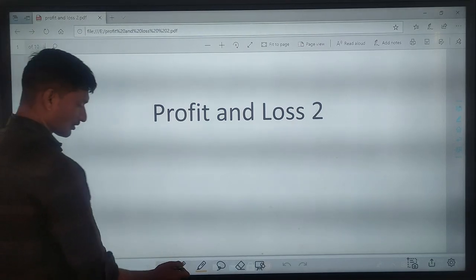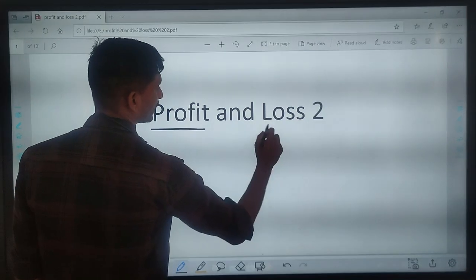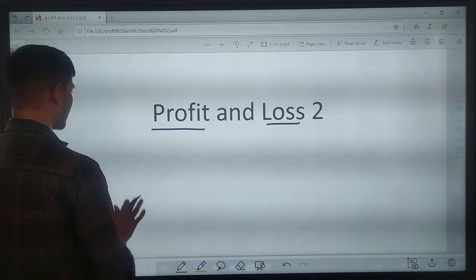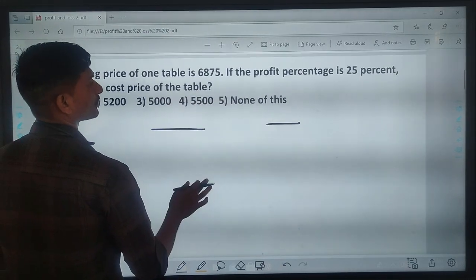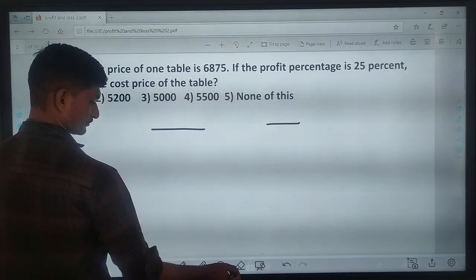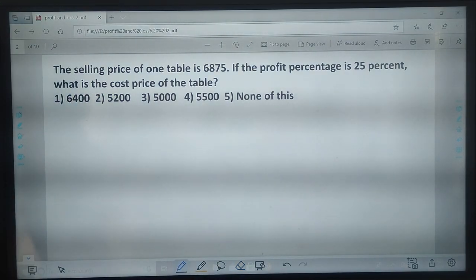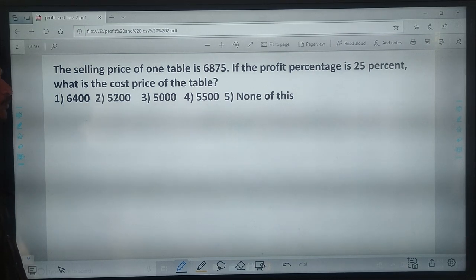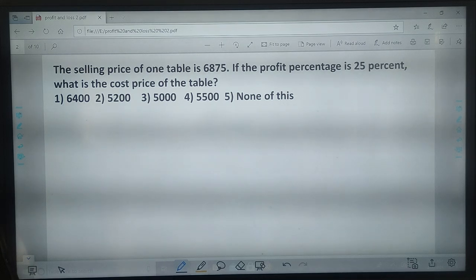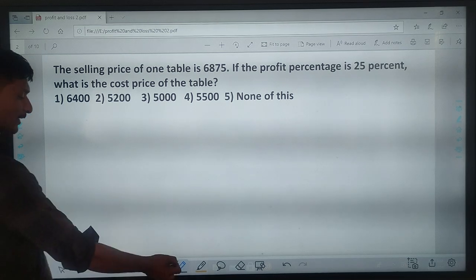Today we discuss the topic profit and loss. Now see the example. Here the selling price of one table is 6,875 rupees. If the profit percent is 25%, what is the cost price of the table?